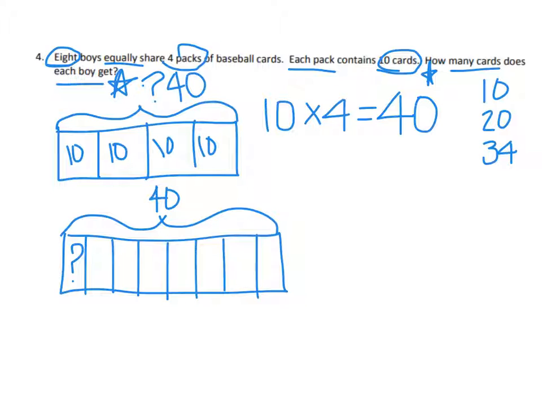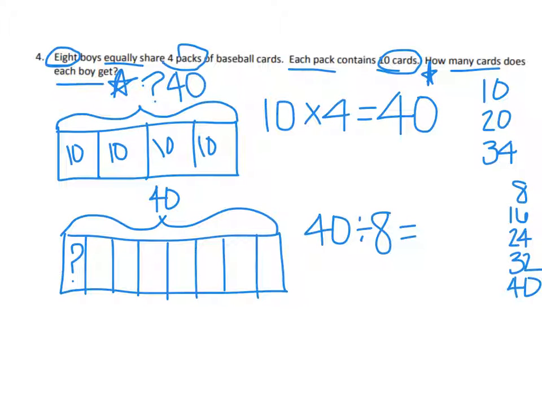So I see that there's going to be a total of 40, and we're going to divide it by 8. So to figure that out, I need to write my 8s. So I have 8, 16, 24, 32, 40. So how many times did it take to get to 40? 1, 2, 3, 4, 5. So 40 divided by 8 is equal to 5. So each boy gets 5 cards. I need to write that as a statement.